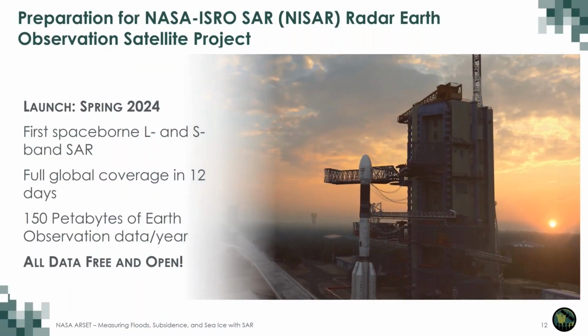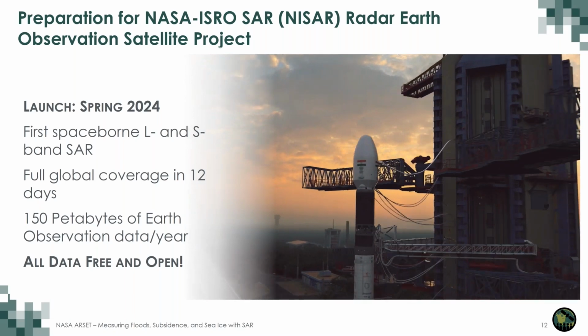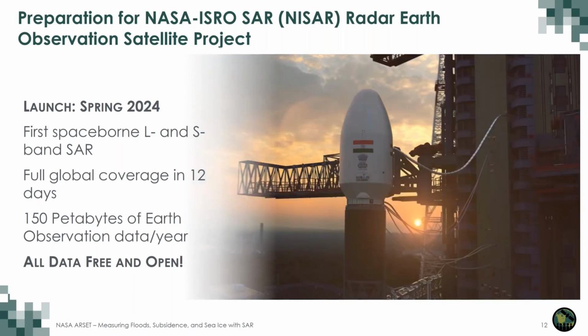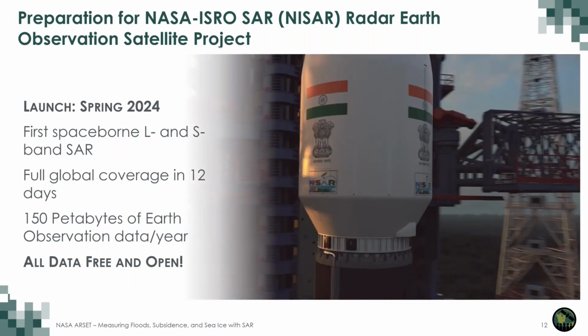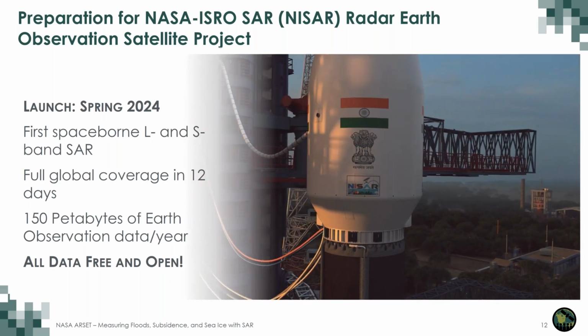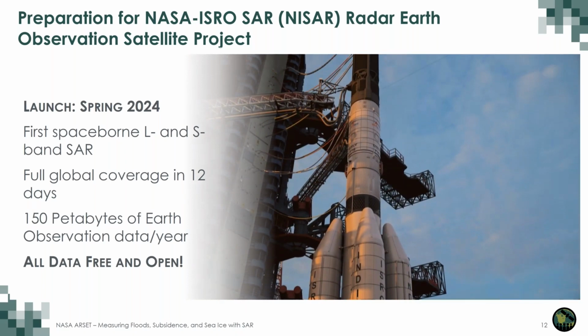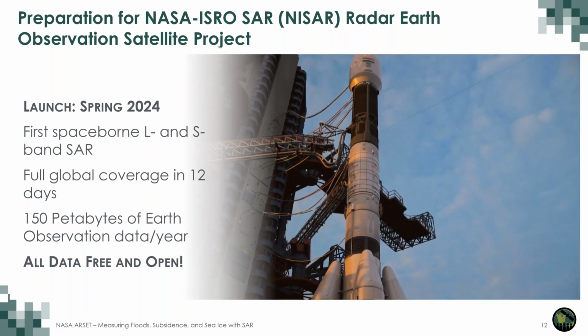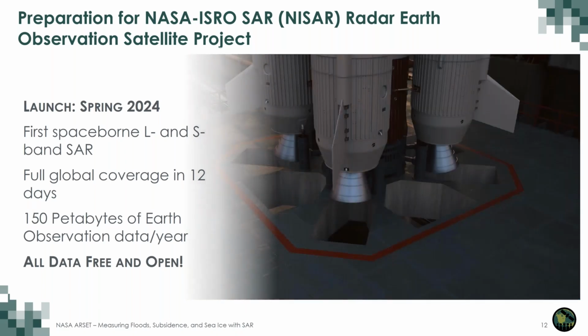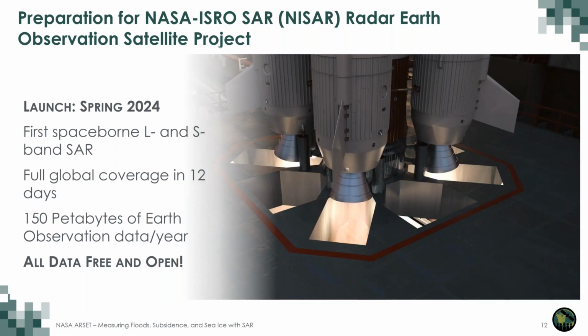NISAR is going to be exciting. It's launching in spring of 2024. We expect the launch to happen probably around April next year. It brings a few firsts. It's going to be the first spaceborne L and S band dual frequency radar satellite. It will also, like Sentinel-1, provide full global coverage every 12 days.